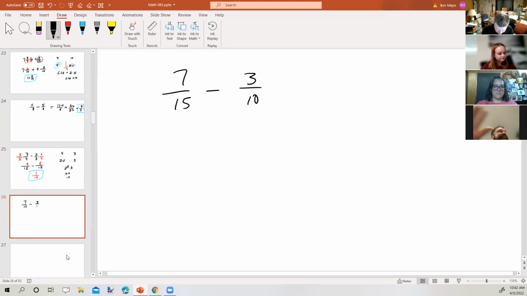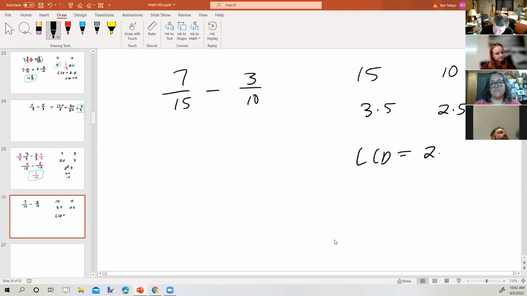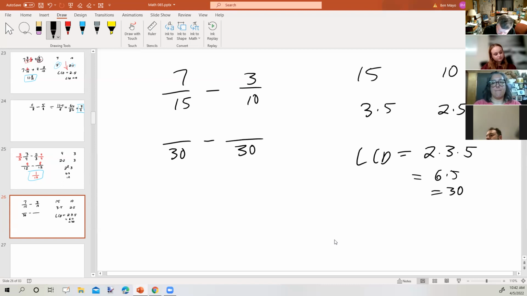7/15 minus 3/10. So I need the common denominator, the least common denominator of 15 and 10. The prime factorization of 15 is 3 times 5. The prime factorization of 10 is 2 times 5. So my LCD consists of a 2 times a 3 times a 5, the highest power of each different prime factor within each different original denominator. 2 times 3 is 6 times 5 is 30. So my least common denominator is 30.